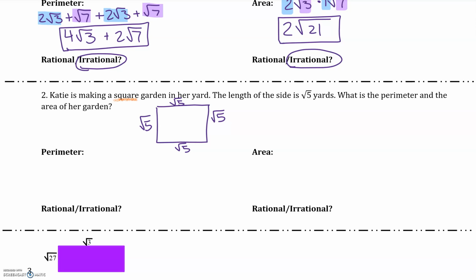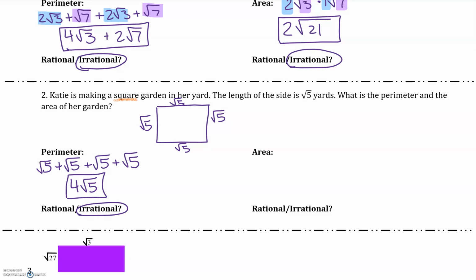Then we're going to find the perimeter and the area. Well, this is easy. We have 4 sides, and they're all square root 5. So square root 5 plus square root 5 plus square root 5 plus the square root of 5. That means I have 4 of them, so we have 4 square roots of 5. Again, this is not a perfect square. The square root of 5 does not break down. This is irrational.